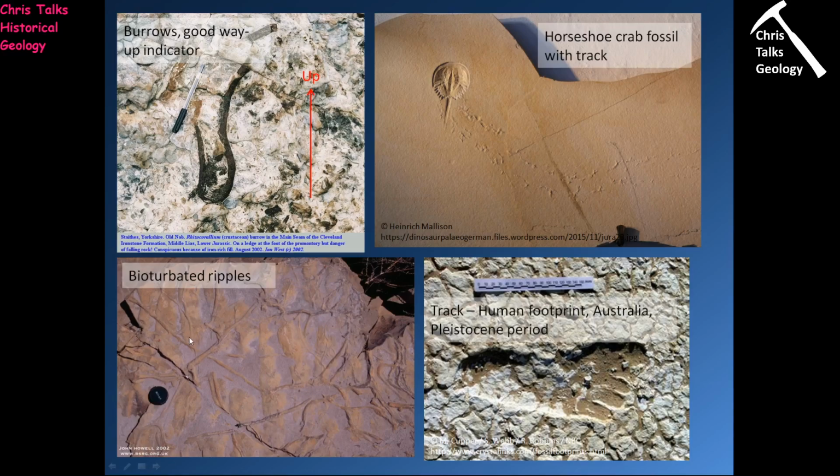So here we can see some sediments. So you can see the ripples. You can see that the crests of them are going from top to bottom. But you can see across these ripples, you have these tracks here. And these are examples of burrows. So this is a bioturbated sediment.